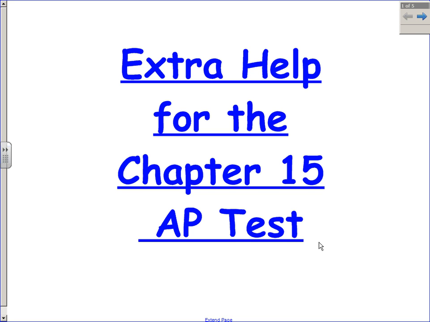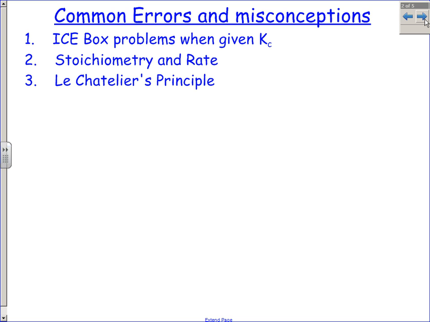I'm BBrown, and in this movie we'll be getting a little extra help for the Chapter 15 Equilibrium test. Now, as before, I try to look at some of the most missed concepts and ideas in math problems from the previous test. And I've noticed that there are icebox problems, especially when you're given Kc. So when you have to deal with x, students tend to have more difficulty there.